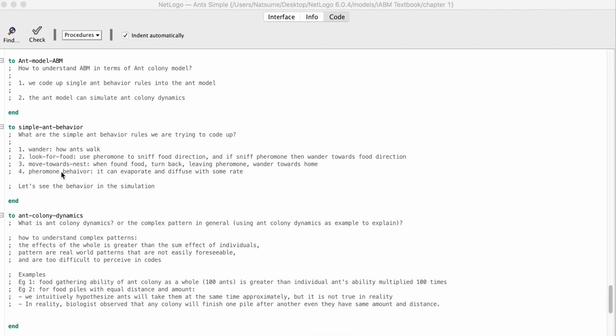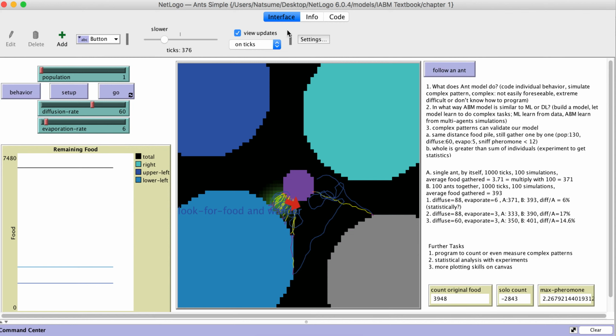The fourth behavior rule is the pheromone behavior itself. Pheromone, as a chemical, has its own basic properties like evaporation and diffusion. So we need to set a value for each of these parameters to simulate, as a guide, how the chemical will react and behave as time goes. So now let's have a look at how those behavior rules look in the model.